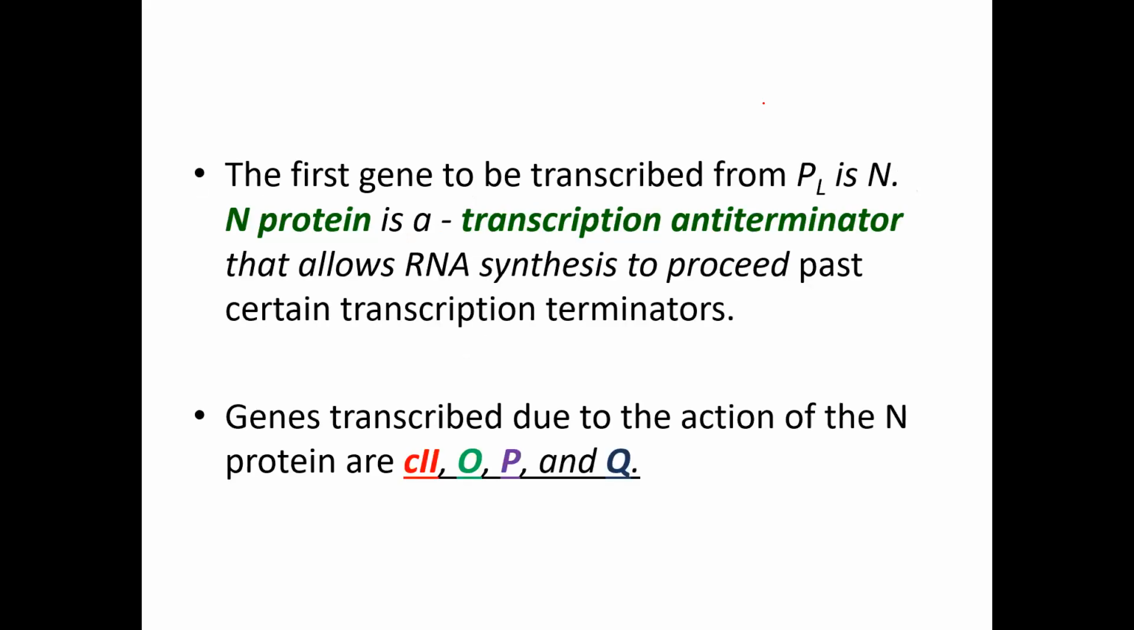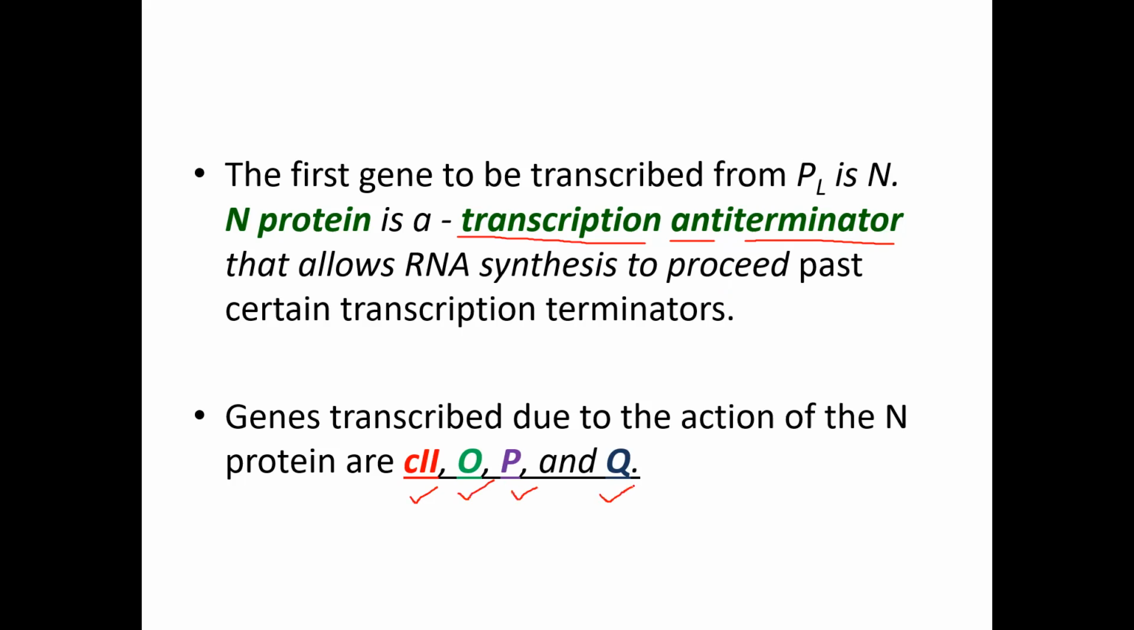The first gene to be transcribed from PL is N. N protein is a transcription anti-terminator. When I say anti-terminator, it doesn't allow termination, so it allows things to continue. It doesn't allow the transcription to be terminated. It allows mRNA synthesis to proceed past certain transcription terminators. And there are 4 genes that are transcribed due to the action of N, and those 4 genes are C2, O, P, and Q.